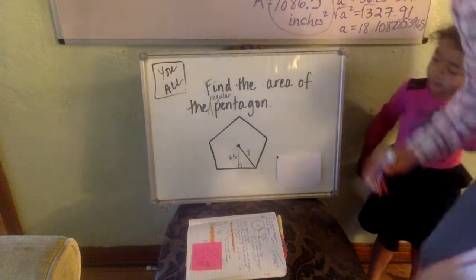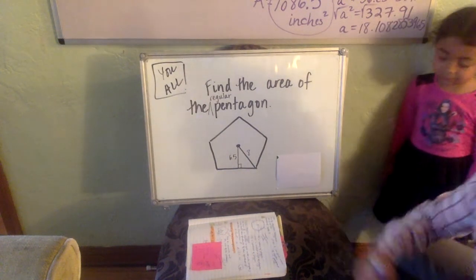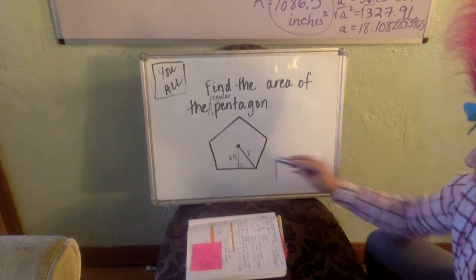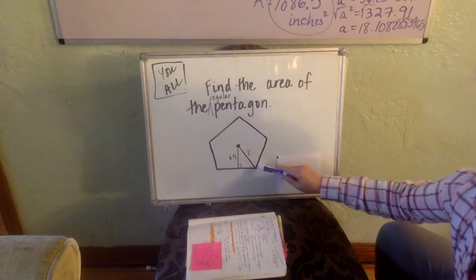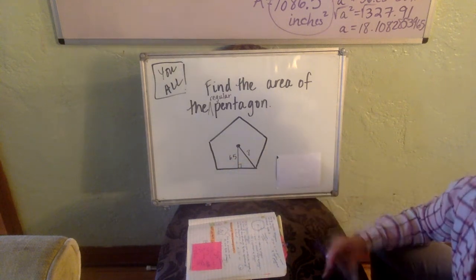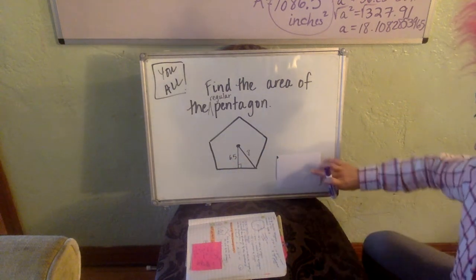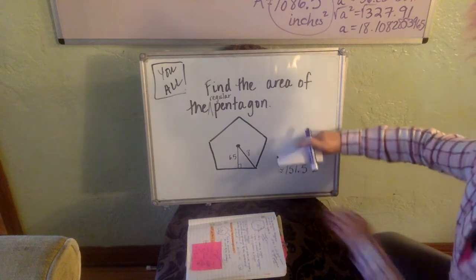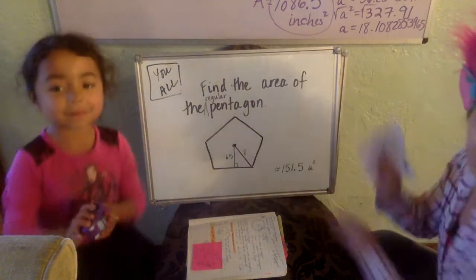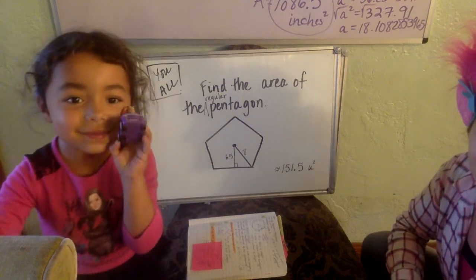Okay, so last one. We want to find the area of a regular pentagon. And I'm telling you from the center to one of the vertices is that, and that the apothem is 6.5. So give it a shot. See if you can figure that out. Pause it if you need to before you try, but I think you should be getting this.